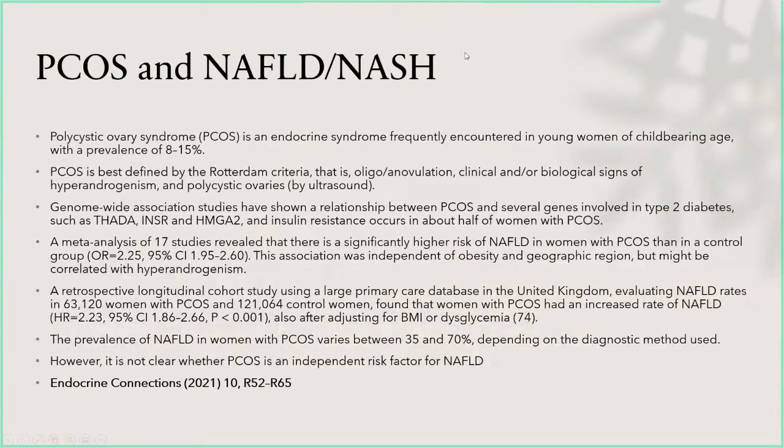So with respect to polycystic ovarian disease and NAFLD and NASH, of course PCOS is the most common endocrine disorder in women of reproductive age. So, usually diagnosed with the Rotterdam criteria. And there are both environmental and genetic factors that are involved, and several genes involved in type 2 diabetes and insulin resistance occur in about half the women with PCOS. So there is evidence that women with PCOS have insulin resistance.